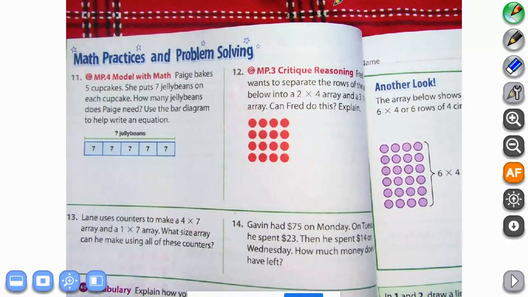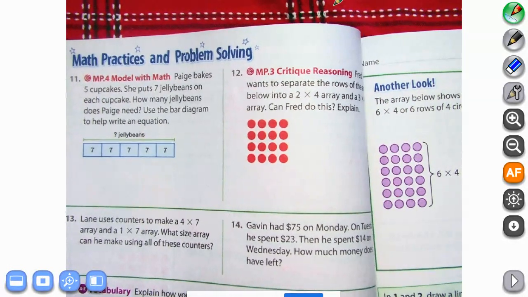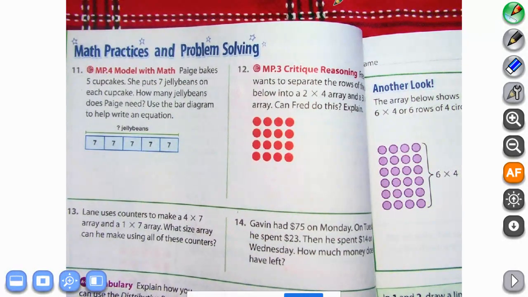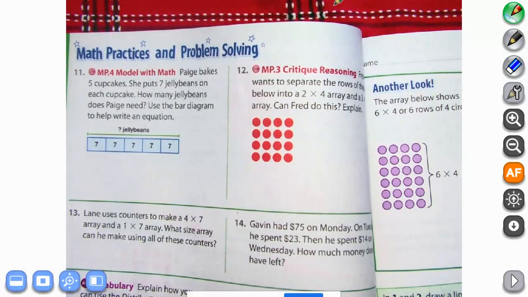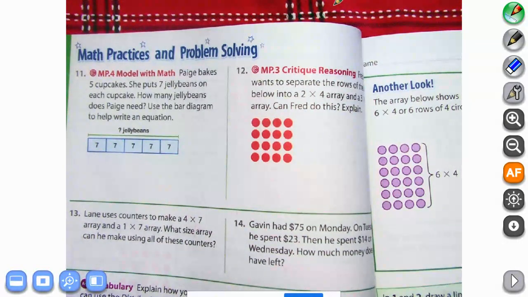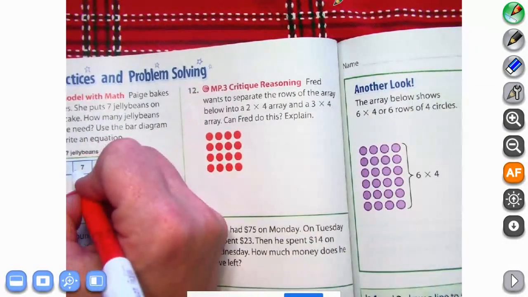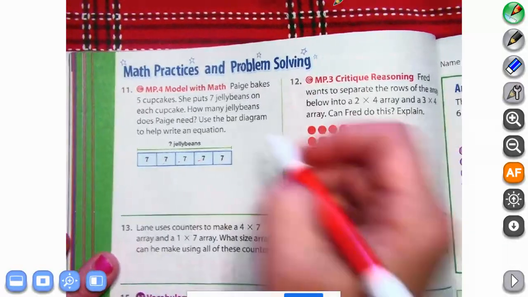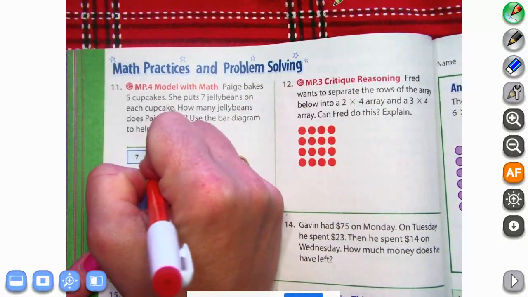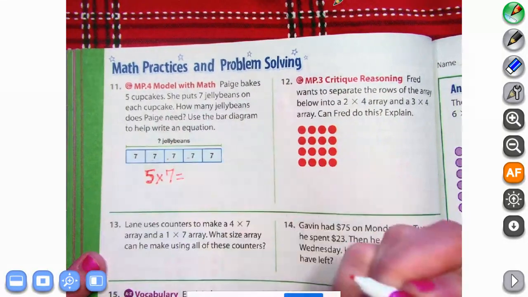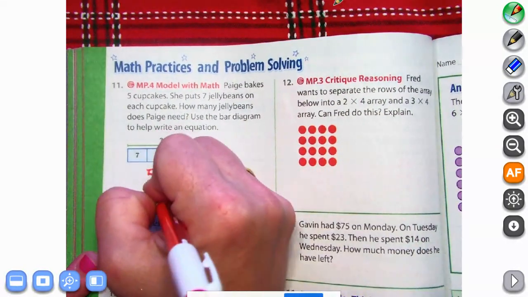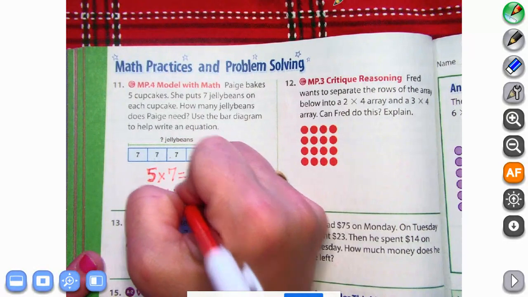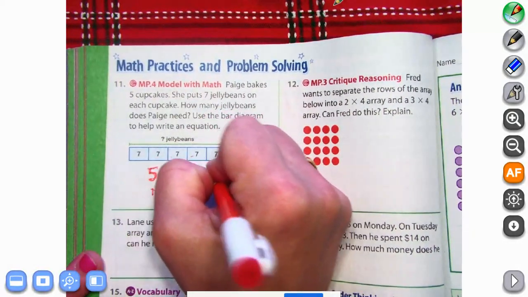Okay. Number 11, hey Paige, look, there's your name. Paige bakes 5 cupcakes. She puts 7 jelly beans on each cupcake. How many jelly beans does Paige need? Use the bar diagram to help write an equation. Okay. She has 7 jelly beans on each cupcake, and there are how many cupcakes? There are 5. So we're looking at 5 groups of 7. Well, it's a 5, so we can skip count. 5, 10, 15, 20, 25, 30, 35. That's 1, 2, 3, 4, 5, 6, 7, 35 jelly beans.